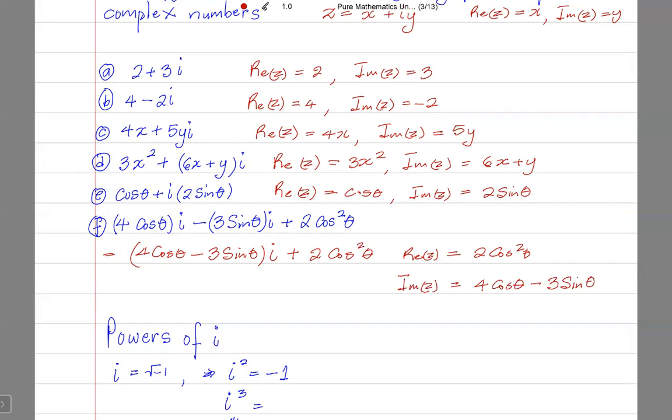Anybody? No, sir. No, sir. All right. What about F? Did you do the factorization? Did you do that for F? Yes, sir. All right, very good. Very good, guys.